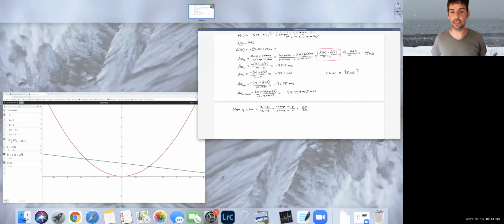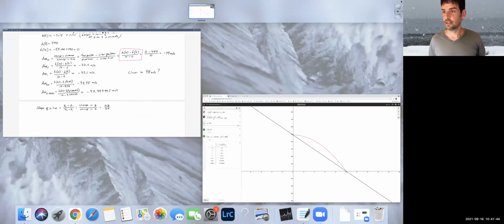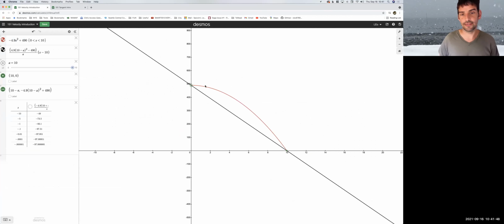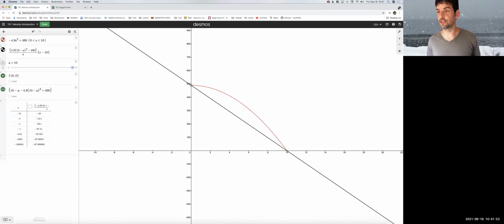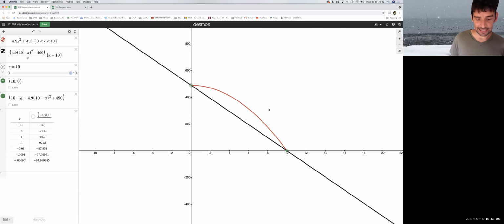Well, let's take a look at the graph of this. This red line is the curve h of t, right? That's our h of t. Sorry about that. I keep hitting my hot corners. There we go. Make it a little bigger. So that red line is the curve h of t. The black line is the line we're taking the slope of.